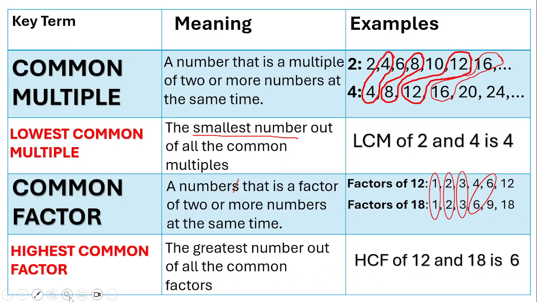We also say that the highest common factor is also the GCF. So you might see GCF. GCF and HCF mean the same thing. GCF refers to greatest common factor, HCF is highest common factor, but they mean the same thing. They're referring to the same number.